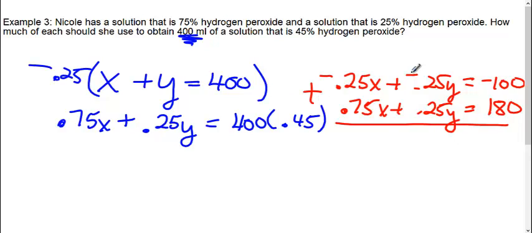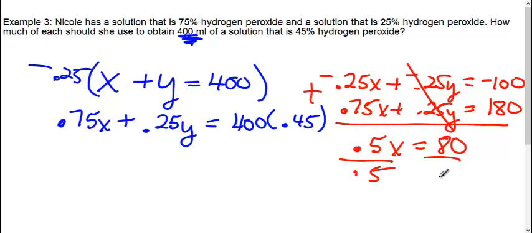Okay, we add here, so my y's are gone. A 0.75x and a negative 0.25x is a positive 0.5x. And here I have a negative 100 and a positive 180 gives me 80. Therefore, all I have to do now is divide by 0.5. So I get x equals 160.